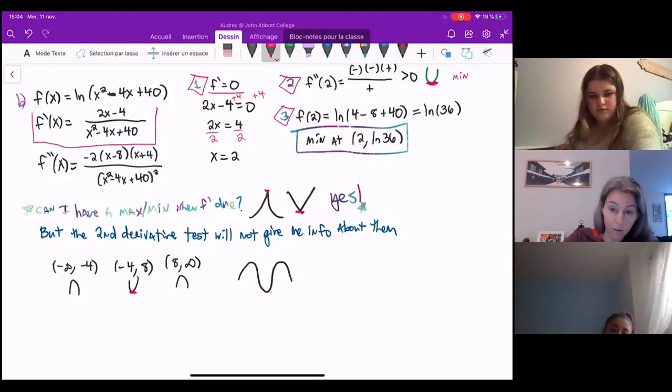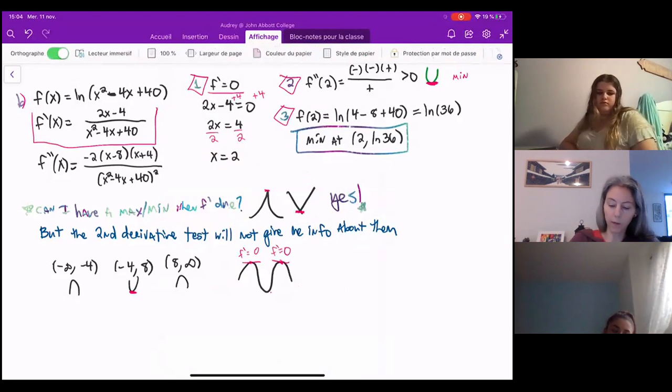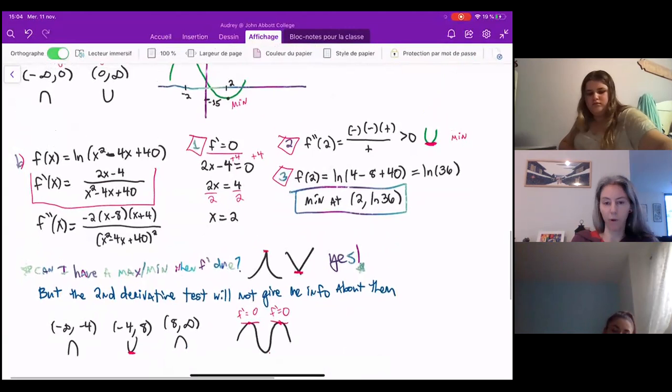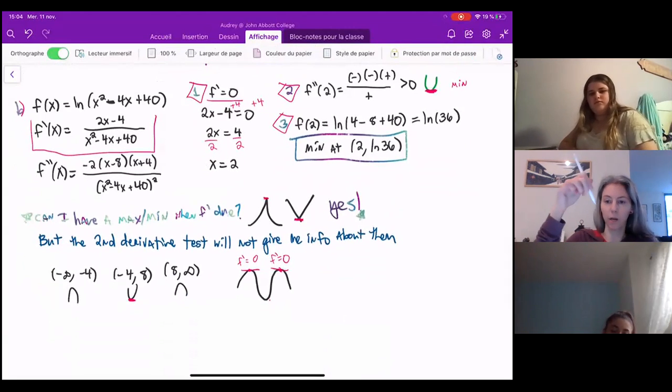So this graph is not possible. Some of you are starting to get there. What is the derivative right here and here? What is f prime right here? How many times did I get f prime equal to 0? When I look back at what I did with the second derivative test, how many times did f prime equal 0? Once. How many times does f prime equal 0 here?